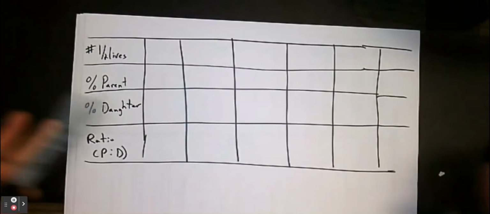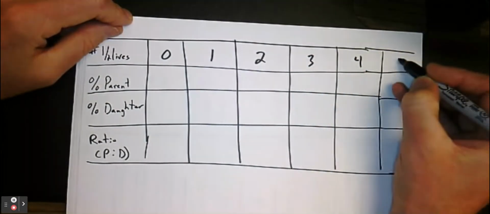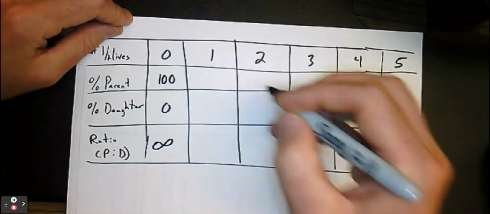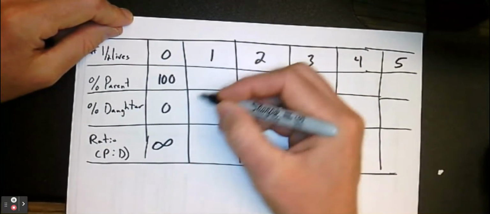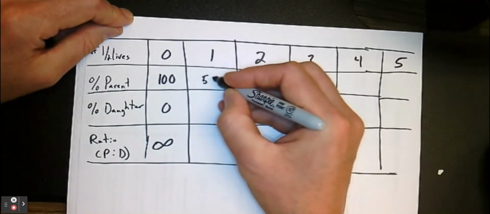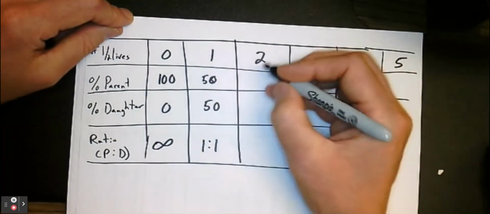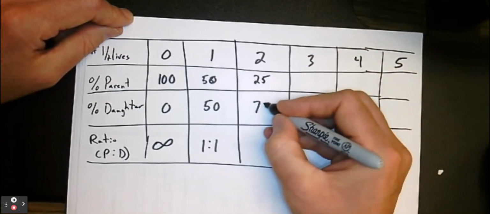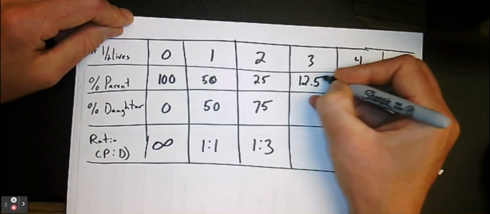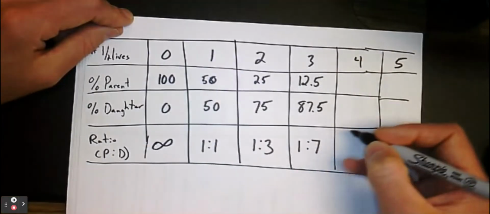Because at 0 half-lives, I'm going to have 100% parent. My ratio is going to be infinite, parent to daughter, because I've got infinite parent compared to daughter since I have no daughter. Then it's 50-50, so my ratio is 1 to 1. Then it's 25 to 75, my ratio is 1 to 3. Then 12.5 to 87.5. That's 1 to 7.